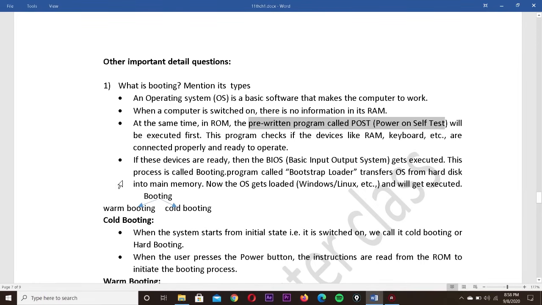Okay, then BIOS, this basic input output system, gets executed. This is called booting. And a program called Bootstrap Loader.